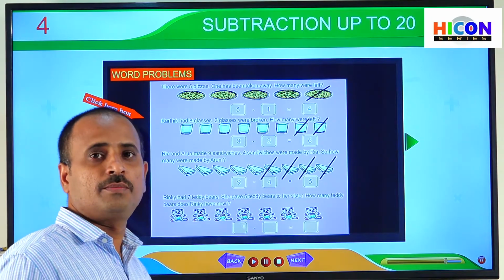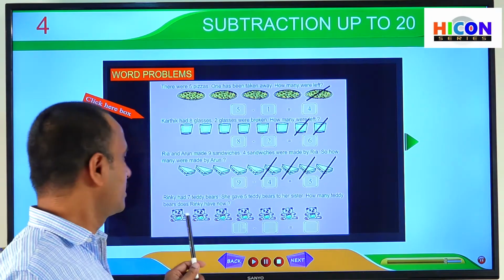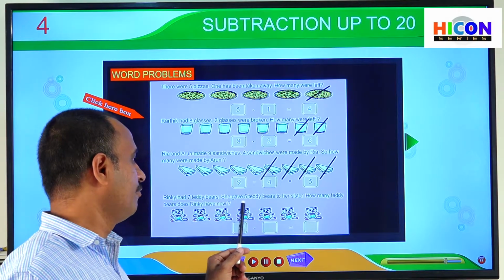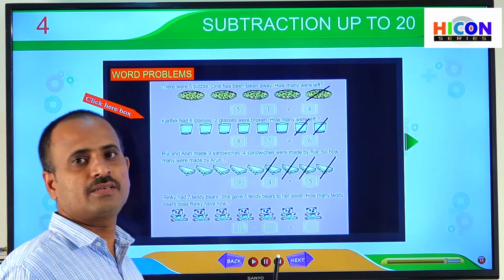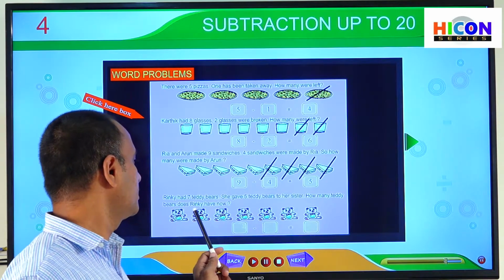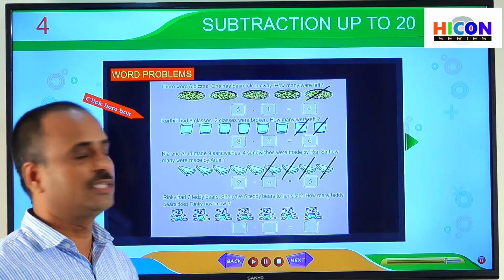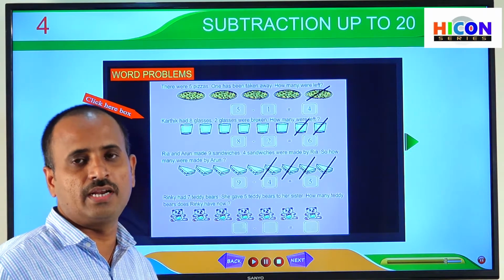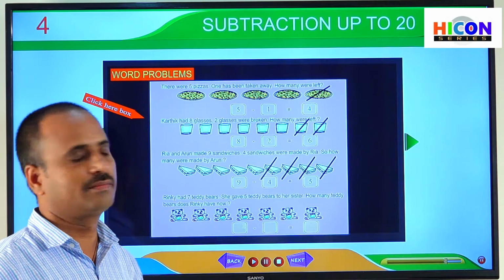So, see the fourth problem. The fourth problem is Rinki had 7 teddy bears. She gave 5 teddy bears to her sister. How many teddy bears does Rinki have now? The children read the problem again. Rinki had 7 teddy bears. That means the total number of teddy bears are 7.